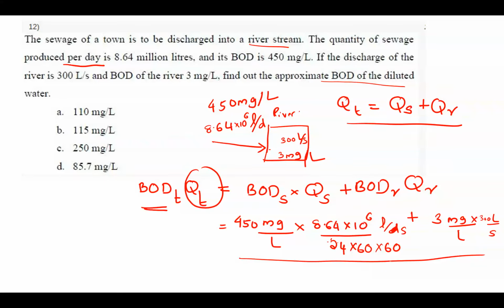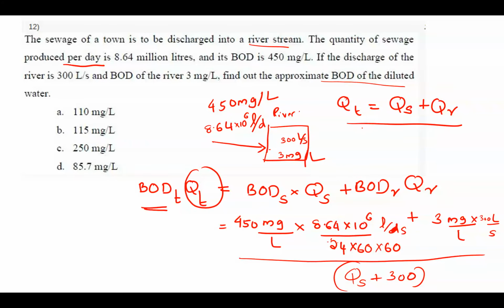Did you calculate this one? You calculate this value, add this value with the QR. So this is QS plus QR, which is already in liter per second, that is 300. Then you will get the answer. So do it and tell me.